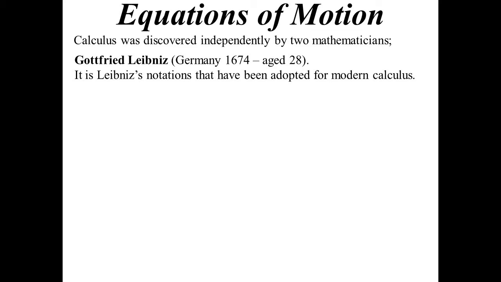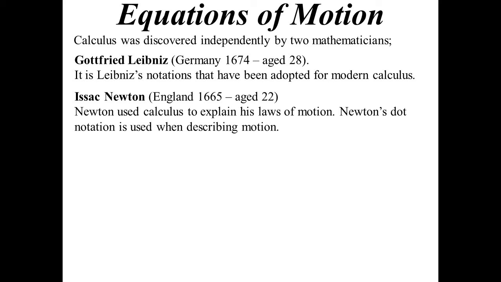But it's his notations that we use for calculus, so the long S symbol for the integral and things like that. And the other one who gets all the credit, of course, is Isaac Newton. He gets the credit for everything. How many things are named after Newton? But he was only 22 when he thought of it.